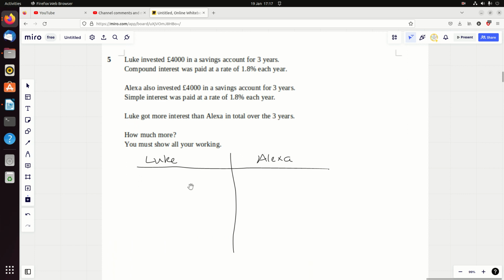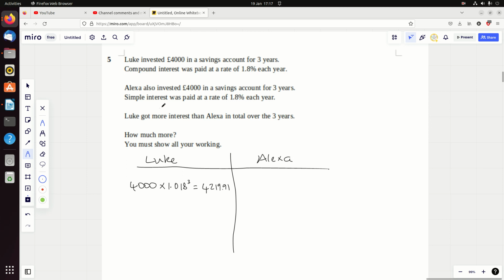Okay, Luke's £4,000 savings account, compound interest. So you've got to do 4,000 times 1.018. Now, be careful, 1.01 would be 1%, that would increase it by 1%. This would increase it by 1.8%, but it's for 3 years. So we're just going to do that on a calculator. And that's going to come to, let's have a quick look, what does that come to? I think 4219.91.